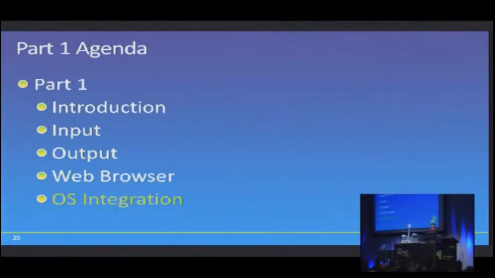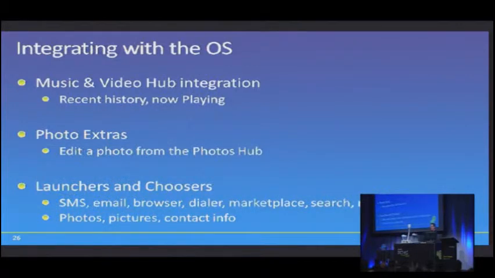Now the last section we have is on operating system integration. And so there's various ways you can integrate with the operating system in Windows Phone. First is integration with the Music and Videos Hub. So people seen Music and Videos Hub?